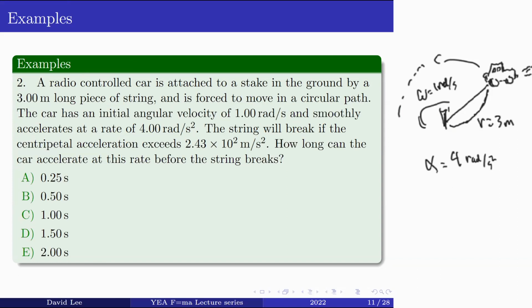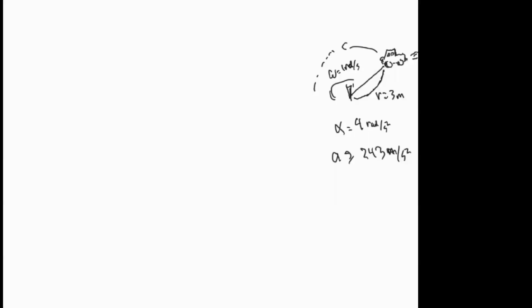All right. And the question says the string will break if the centripetal acceleration, A, becomes too high, and specifically A greater than 243 meters per second squared. All right. So how do we solve this question? Well, it's actually pretty simple.